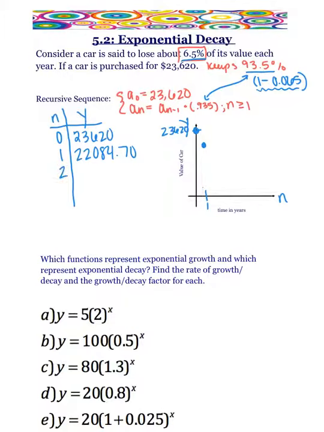After 2 years, I multiply again by 0.935. I get 20,649.2. So it's easy to see that this is not decaying at a linear rate because the differences in these y values are not the same. So then I multiply again for the 3rd year by 0.935, and I get $19,307.